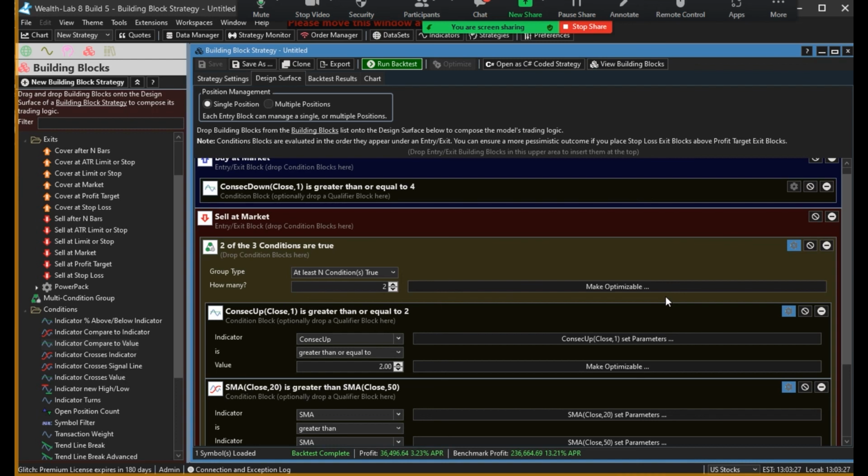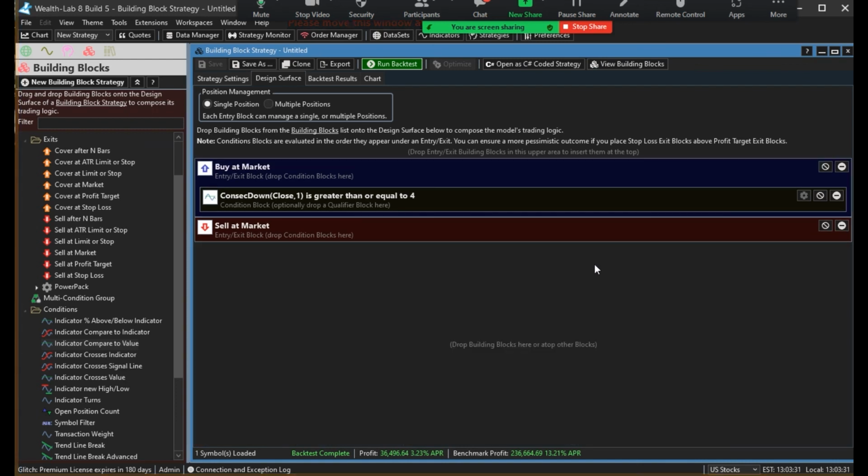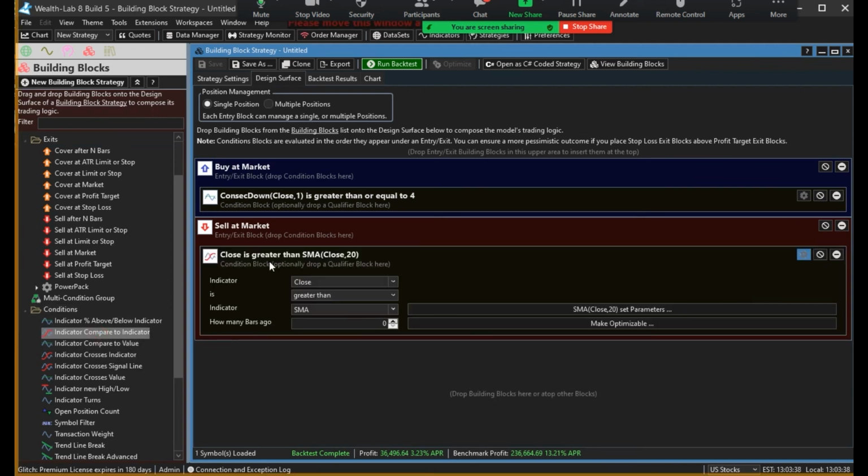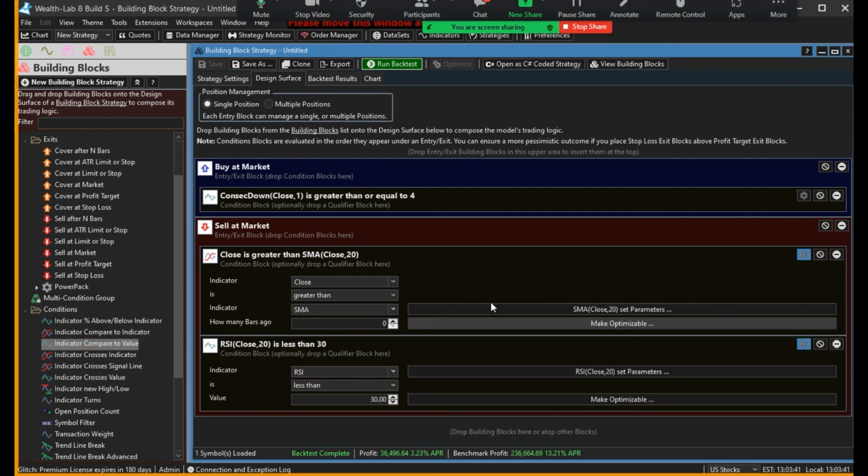Now, if you want to do "or," you could just delete that whole multi-condition group and put in two different conditions: indicator compared to indicator, or indicator compared to value. So actually, this would be an "and."